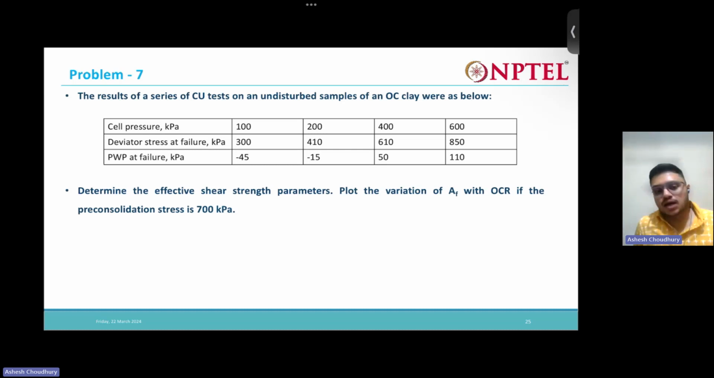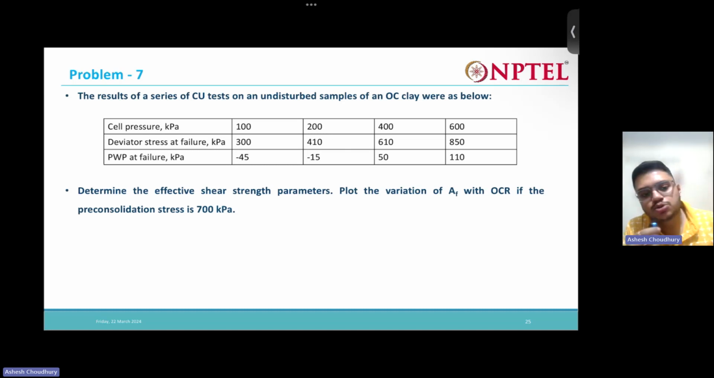Now see this problem. These are some test data for a triaxial CU test. The result of a series of CU tests on undisturbed samples of an overconsolidated clay are given below. Cell pressure is given, deviator stress is given, pore water pressure at failure is given. Three sets of samples were tested at three different cell pressures. We need to determine the effective shear strength parameters C prime and phi prime, and also plot the variation of AF with the over consolidation ratio if the pre-consolidation stress is 700 kPa.